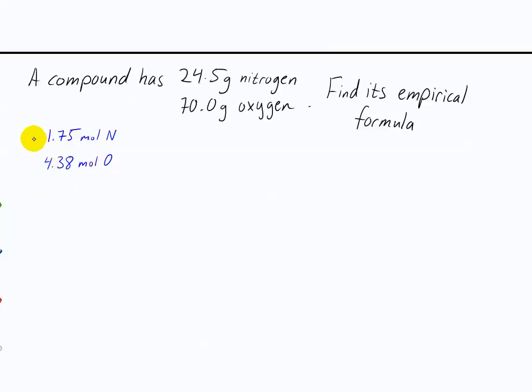So let's label these if you're going around later. So that was step 2. Step 3, we'll divide each by 1.75. So 1.75 divided by 1.75 is obviously 1. And 4.38 divided by 1.75 is 2.5.